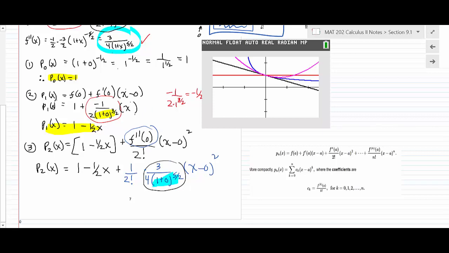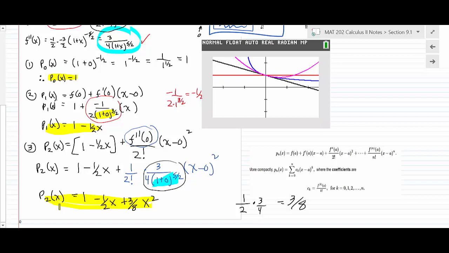So what you end up having is 2 factorial is 2. So you really have 1 over 2 is the 1/2 part times 3/4. So that right there is going to be 3/8. That's what that coefficient is going to be. So our final answer for the second order Taylor polynomial is going to be 1 minus 1/2 x plus 3/8 is what this whole thing right there is, and then that's x to the second. Okay, so that is your second order Taylor polynomial like that.